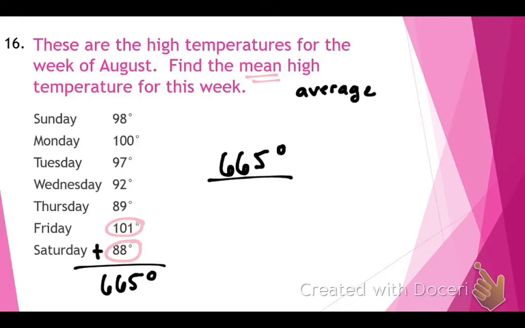7. Why by 7? There are 7 total numbers, or there were 7 total days in our data set. When you did all of that and you divided it out, what'd you get? 95 degrees. 95 degrees is correct.